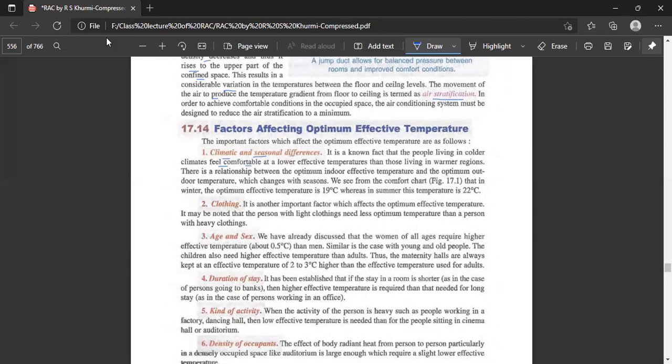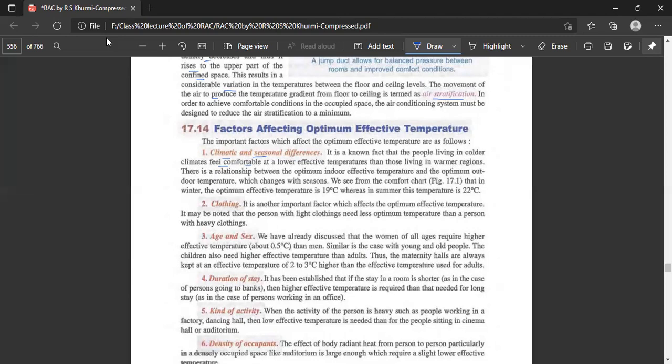But that is a relation with the optimum indoor effective temperature and the optimum outdoor temperature, which changes with season. We know from the comfort chart that in winter the optimum effective temperature is 90 degrees centigrade, and in summer it is 22 degrees centigrade. So what is it telling us? The seasonal difference. The temperature changes from climate to climate, season to season.